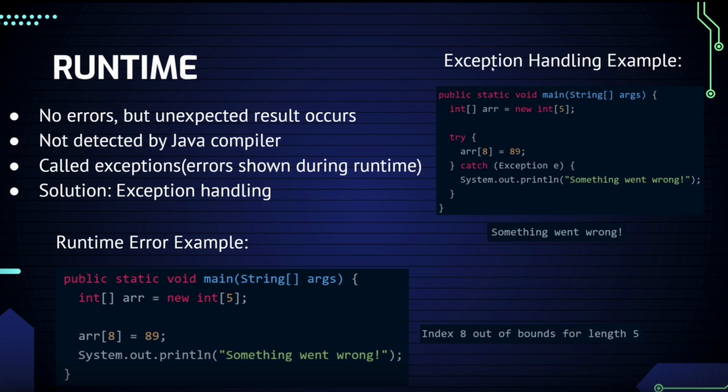In the top right, you can see how exception handling can be shown with a try and catch statement. After compiling, the catch statement found that there is an error and printed something with wrong, instead of printing an error statement.